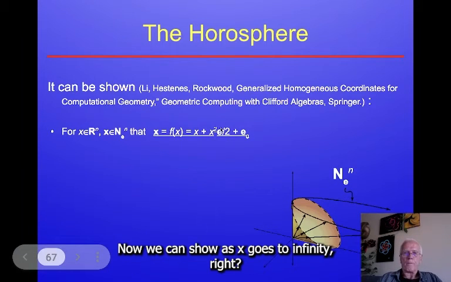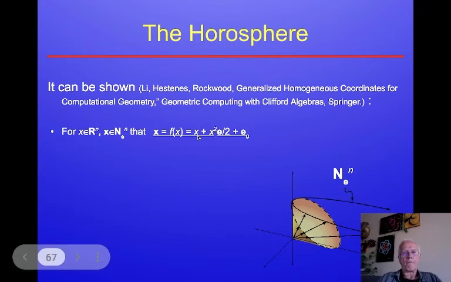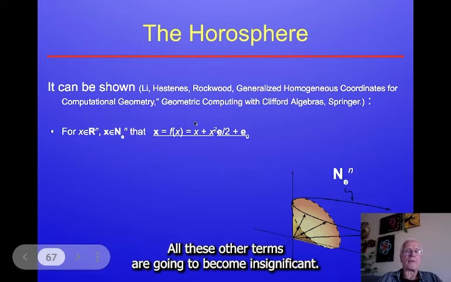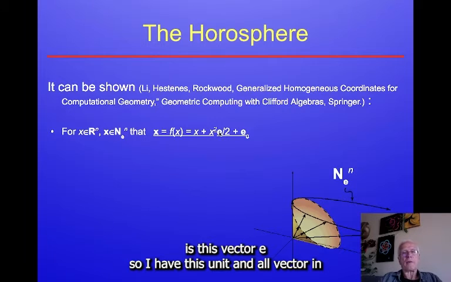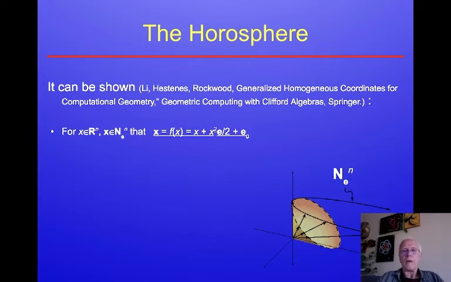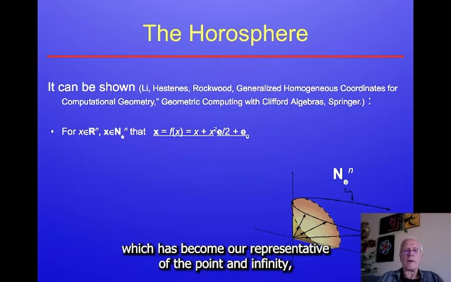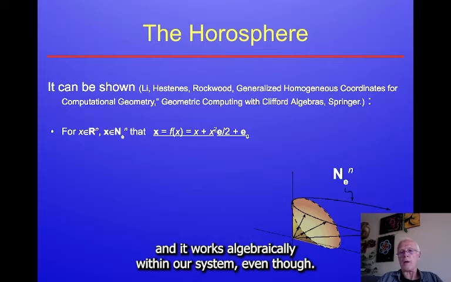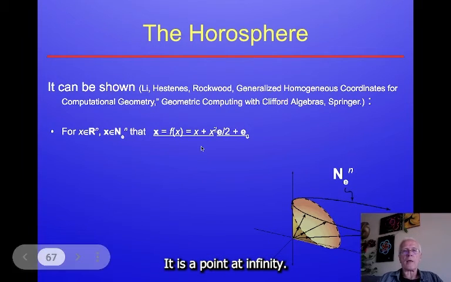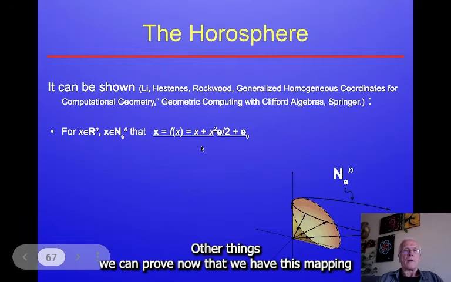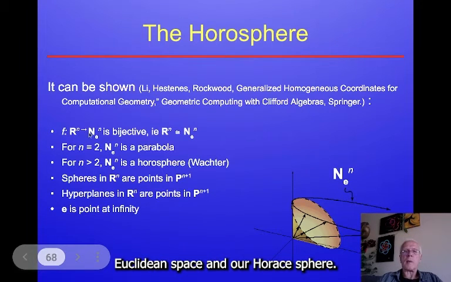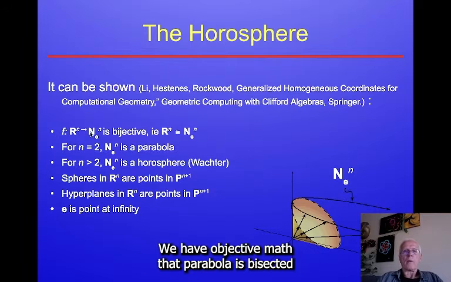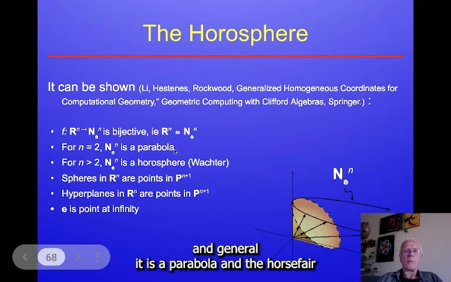Well, we can show as x goes to infinity, all these other terms are going to become insignificant. And the only term that we're left with representing the point at infinity is this vector E. So we have this unit null vector E, which has become our representative of the point at infinity. And it works algebraically within our system, even though it is a point at infinity. Other things we can prove now that we have this mapping is that between our Euclidean space and our horosphere, we have a bijective map. That parabola is bijective. In general, it is a paraboloid.